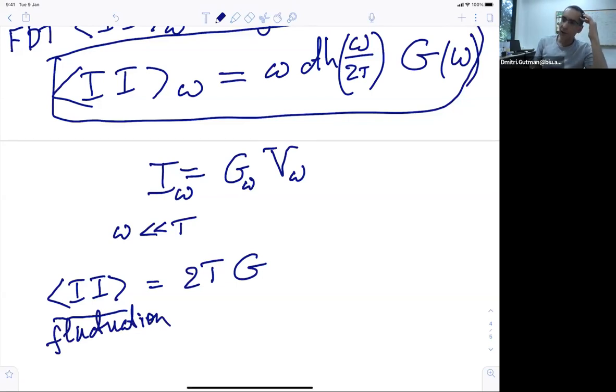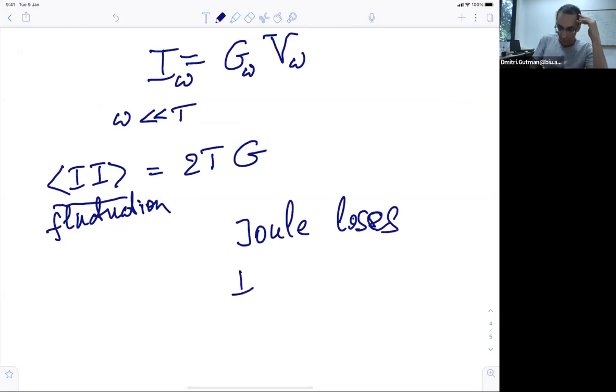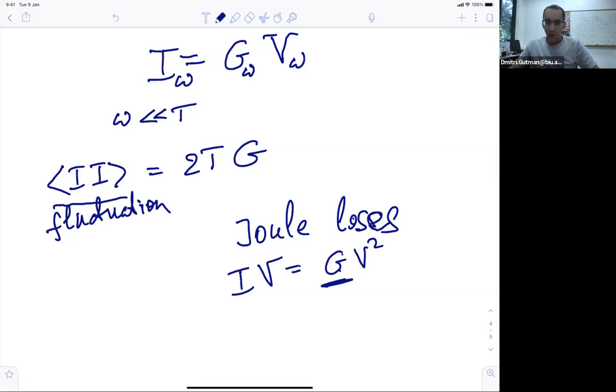And on the right side of this equation, you have conductance, which you can easily relate to the measure of joule heat, because if there is a current that flows through the system, then the joule losses will be proportional to I times V, which is G times V square. So you can look at G as a measure of dissipation in the system. And therefore you can relate an object which is an intensity of fluctuations to the object which is an intensity of joule losses. And that's where the name fluctuation dissipation theorem comes from.